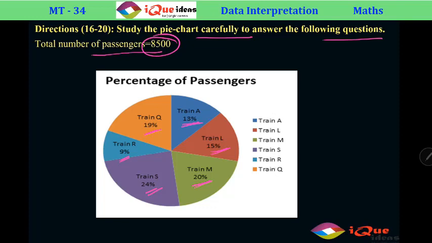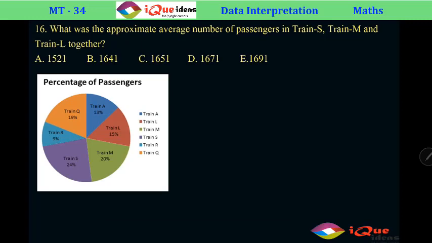This anyways is a very simple data. Okay. Now the first question says, what are the approximate average number of passengers in train S, M and L together? Train S, M and L together. Now let's do one thing. We know the total passengers is 8500. So we don't have to get in that directly. First let's take S, M and L.